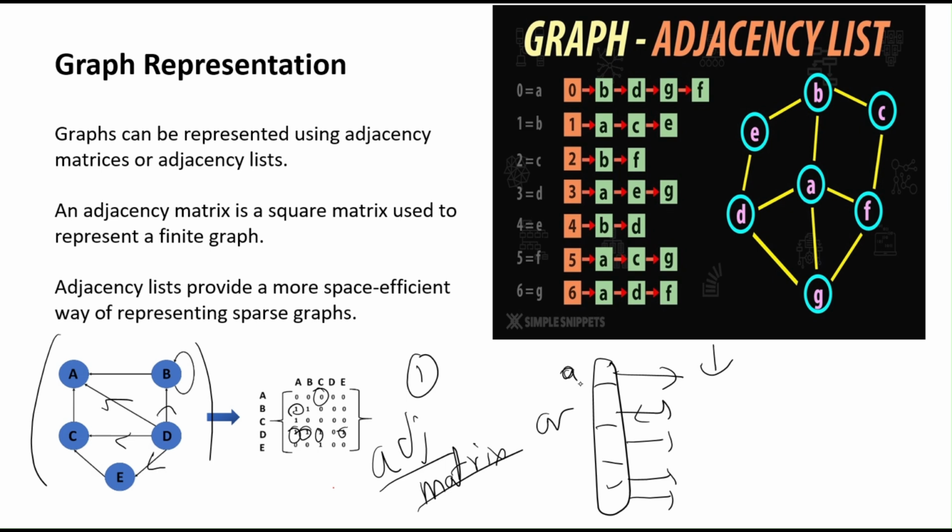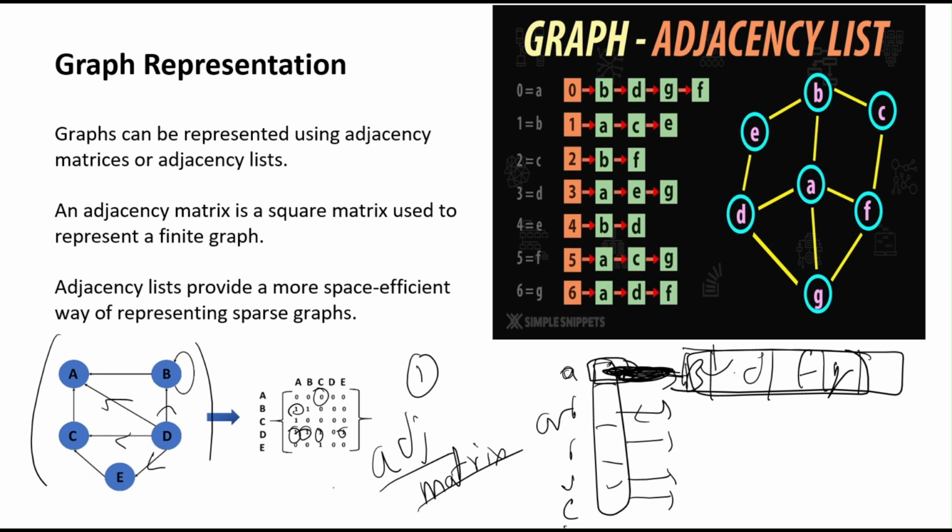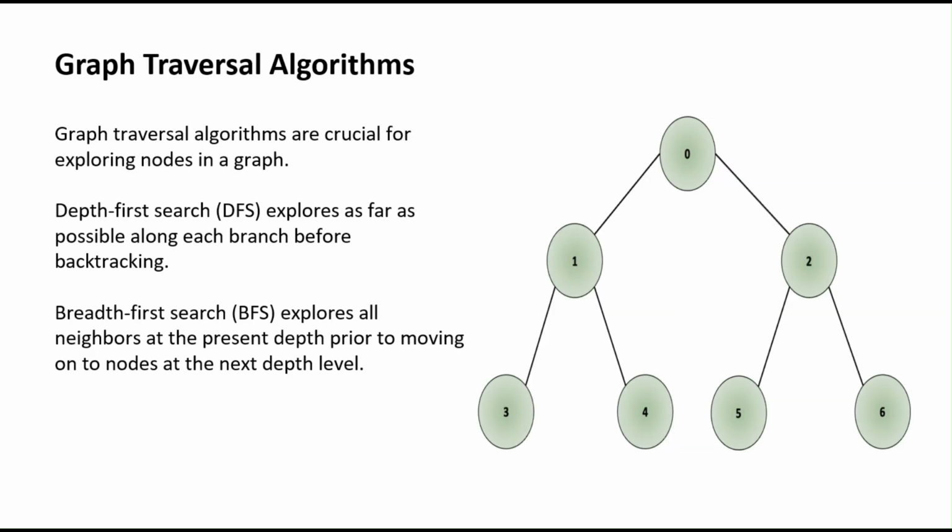So 0 is represented to A, B, C, D, and E, and so on. Now for A, there's a linked list which says how many of these points in the graph are connected to A. From the graph here, A is connected to B, D, F, and G. These are in the form of a linked list, and this linked list is stored in the first index of the array. Similarly, every linked list is stored with that particular vertex. So this is the adjacency list representation of a graph.